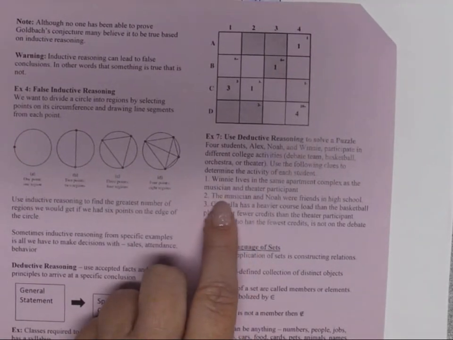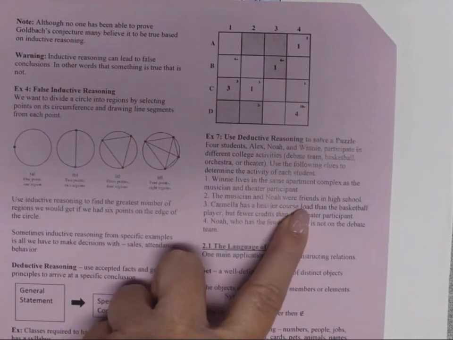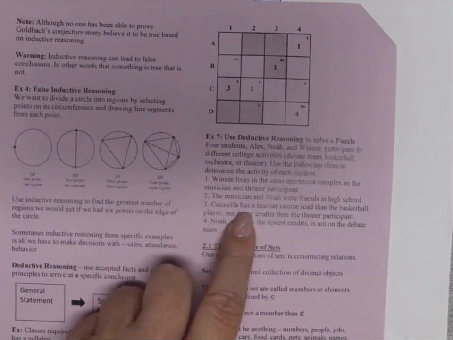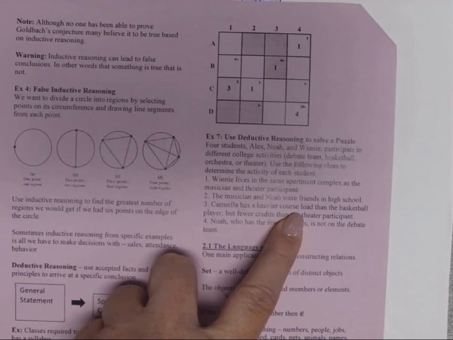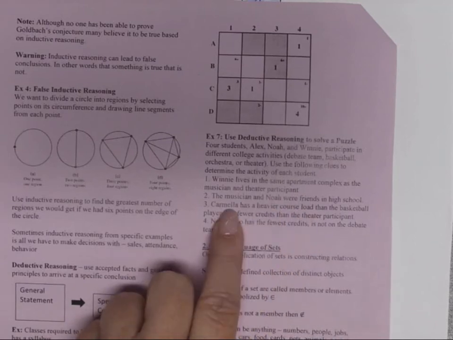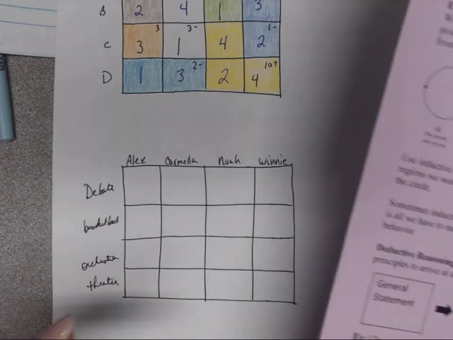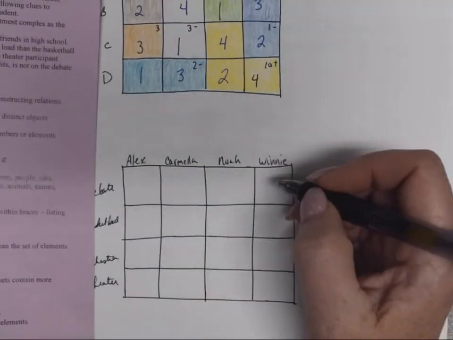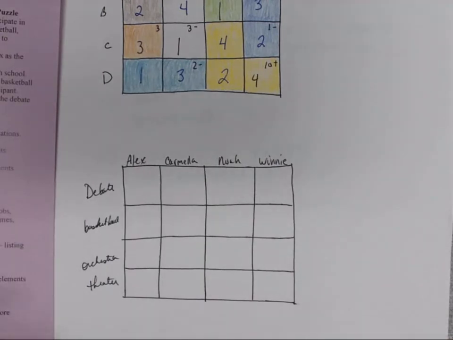All right, the musician and Noah were friends in high school. Carmela has a heavier course load than the basketball player, sorry, but fewer credits than theater. Let's go back and start again. Let's see what we can determine, because we can read these over and over, but if you don't start making some markings on your chart, you won't know the difference. So Winnie lives in the same apartment complex as the musician and the theater participant.